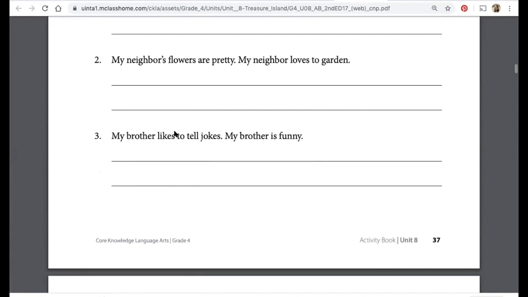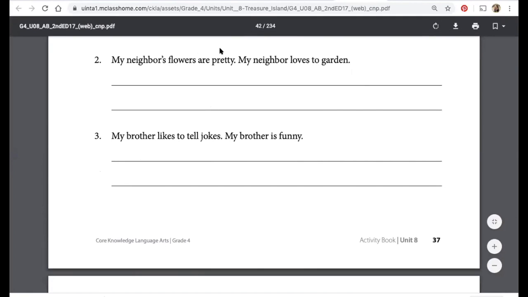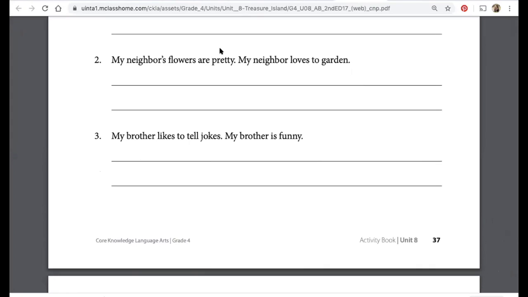We go one more down. Number three, my brother likes to tell jokes. My brother is funny. You know, that's true. I have a lot of funny brothers, and maybe you feel the same about your siblings. So remember, we're going to add some commas. My brother, who likes to tell jokes, comma, is funny.